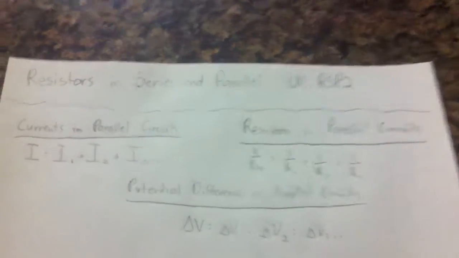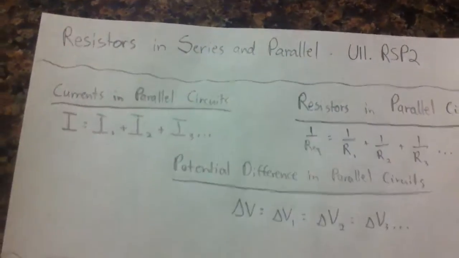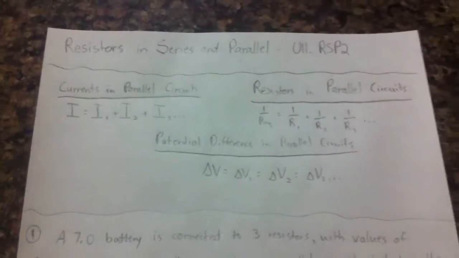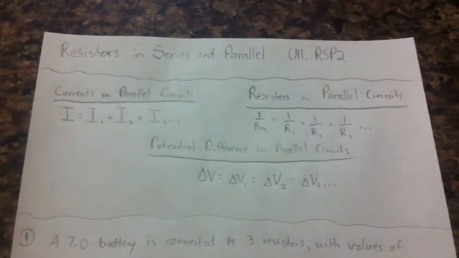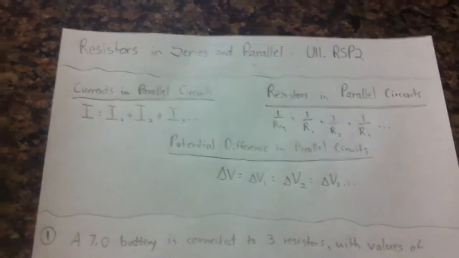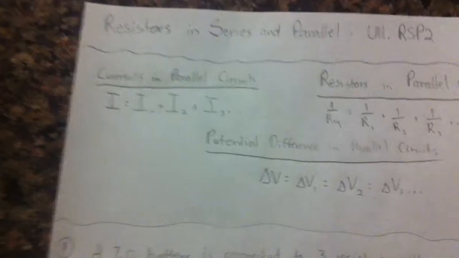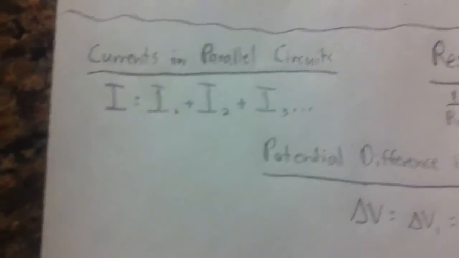U11.RSP2. What we will be doing today is calculating the equivalent resistance for a circuit of resistors in parallel and finding the current in and potential across each resistor in the circuit. So we're going to need some information first before we begin.